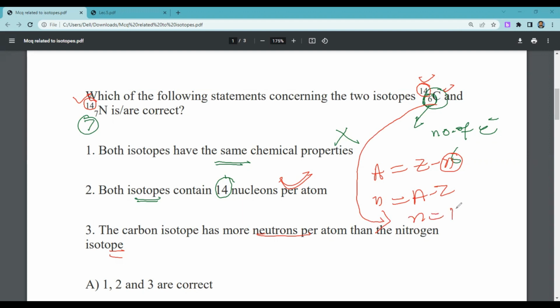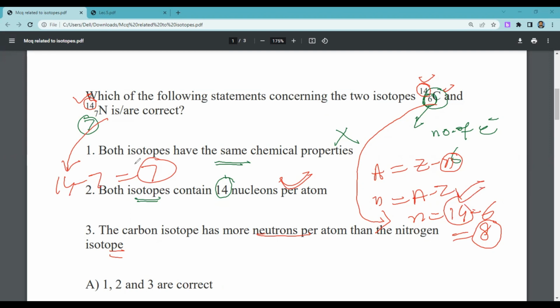N is equal to, sorry, here it is not 12. In usual practice we use 12, therefore I wrote it here. The mass number given is 14. 14 minus 6 is equal to 8, so 8 neutrons per nucleus. Now we can calculate for nitrogen also: 14 minus 7 is equal to 7. It means that carbon has more neutrons per nucleus, while nitrogen has fewer. So this statement, carbon has more neutrons, is also correct.